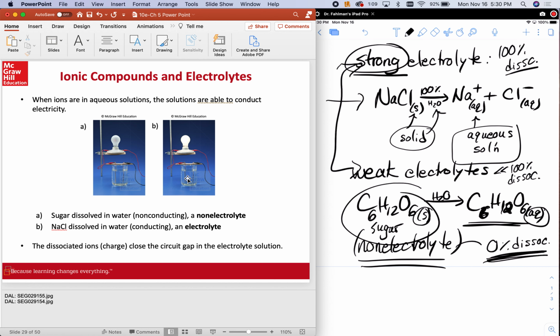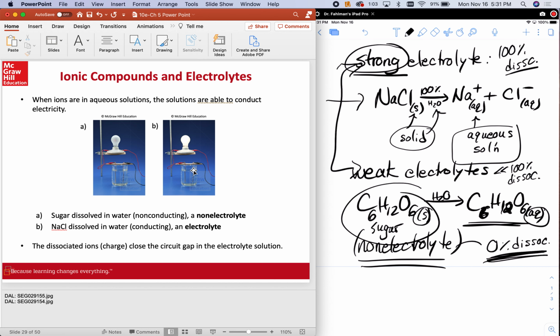But if you put salt water, like sodium chloride, if you put some of that in the water, now you have an electrolyte solution. So when the current comes in, you actually are able to pass current through this electrolyte solution, and it will light the bulb. So when ions are in aqueous solutions, those solutions are able to conduct electricity, as shown by this difference. Non-electrolyte, no current. Electrolyte, you have current.